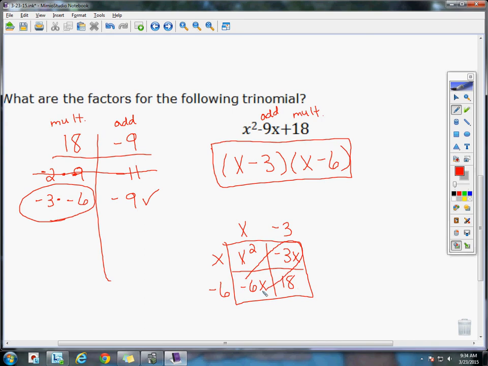Combine the x's. So we have x squared. Negative 6 and negative 3, when you combine those, will get you negative 9. So negative 9x, and then you have a positive 18. And that looks exactly like the problem. So that tells me my answer here is correct.